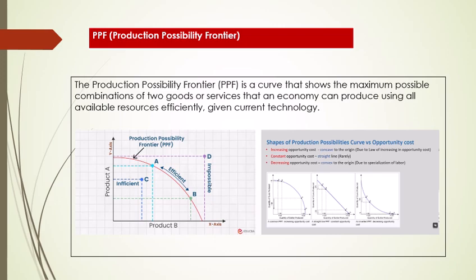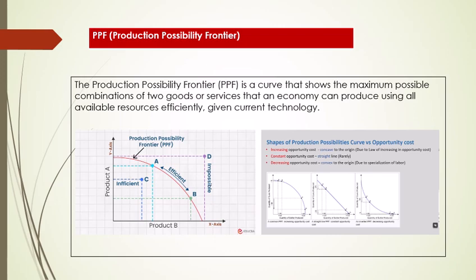Production Possibility Frontier (PPF). Now let me explain the PPF in simple language. The PPF is a curve that shows the maximum possible combinations of two goods or services that an economy can produce using all available resources efficiently given current technology. Suppose a country can produce only two goods, rice and cloth. If the country uses all its resources to produce rice, it will have no cloth. If it produces more cloth, then it will have to produce less rice. So, there is always a trade-off between the two goods. That trade-off is what the PPF represents.